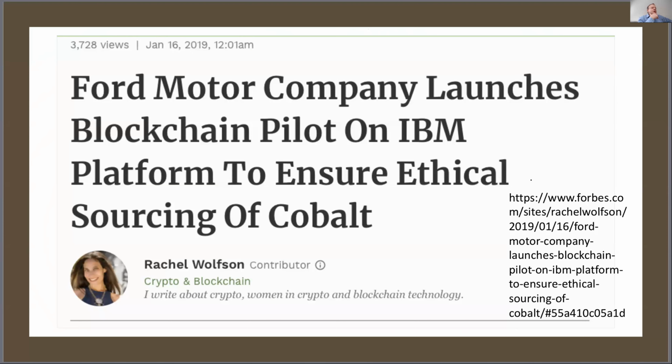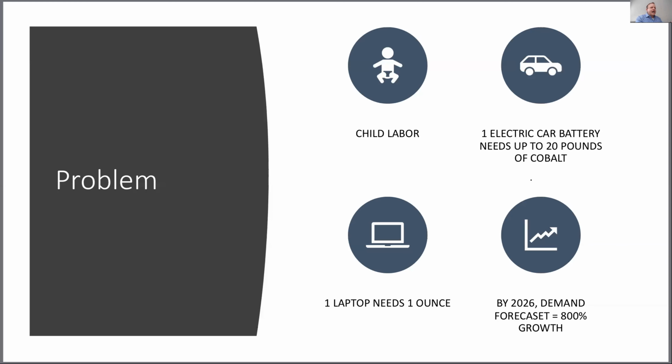So now we're going to move into a case study where I'm going to ask you for some critical thinking. This is actually happening. You see, this started about 3 weeks ago. Ford Motor Company, they're looking to launch a blockchain pilot with IBM to make sure that there's ethical sourcing of cobalt. Okay, why are they doing that? Well, what's the problem? Problem is that children sometimes are used as child labor to mine the cobalt.